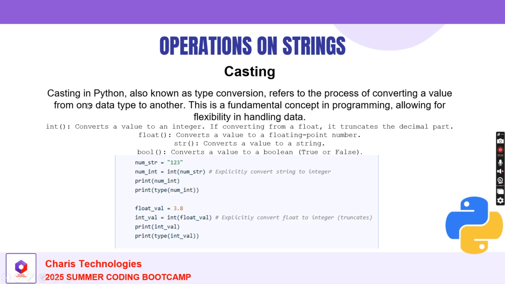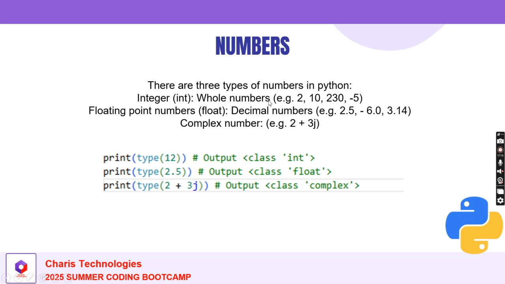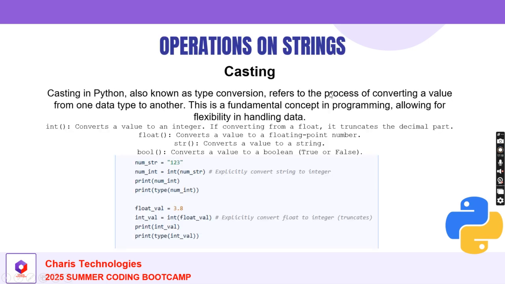All right. Now, casting, also known as type conversion, refers to the process of converting a value from one type to another. So you can convert from a string to an integer, from an integer to a string, and so on.